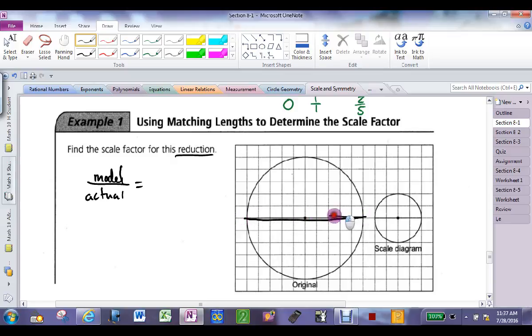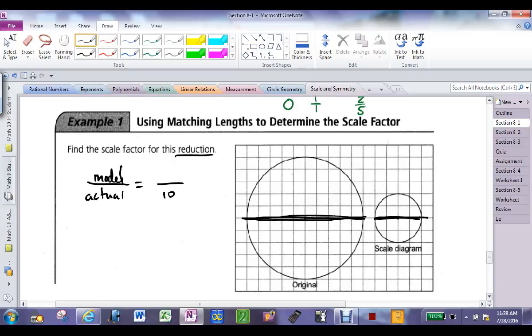Playing with I'll help you out. Is that a measurement on the circle? What is it? Diameter. And it's 1, 2, 3, 4, 5, 6, 7, 8, 9, 10, yes? Is that the model or the actual? Actual model. So where does it go? Bottom. What is it on the model?